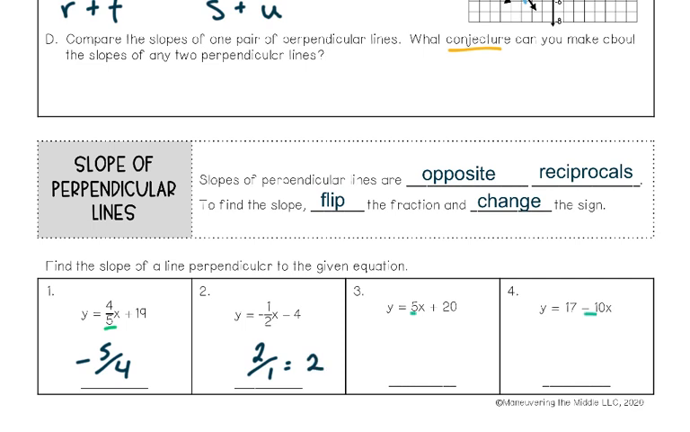Keeping this new fact about the slopes of perpendicular lines, see if you can find the slope of a line perpendicular to the given equation in 3 and 4 all by yourself. All right, since 5 was the slope, the opposite reciprocal would be -1/5. -10 is the number that's next to the x, so that's our slope that's given. The opposite of a negative is positive, and then the reciprocal of 10 is 1/10.